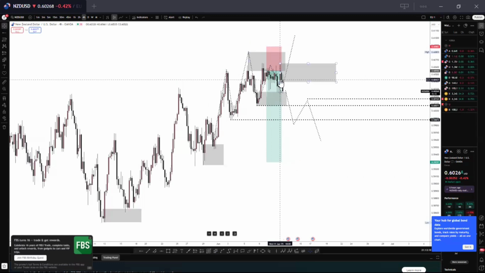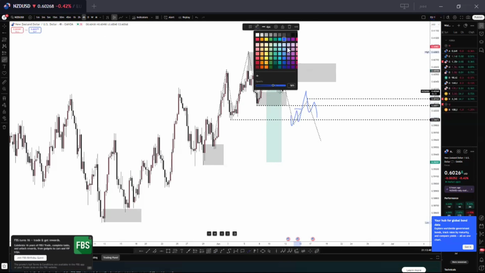When you're in a situation like this, a change of character is mostly very, very important to pay attention to. If price gets to this point and you see a change of character here, that's bullish. And if price gets to this point, you see a change of character here. You understand? So this will be something like this, clearing out liquidity here.